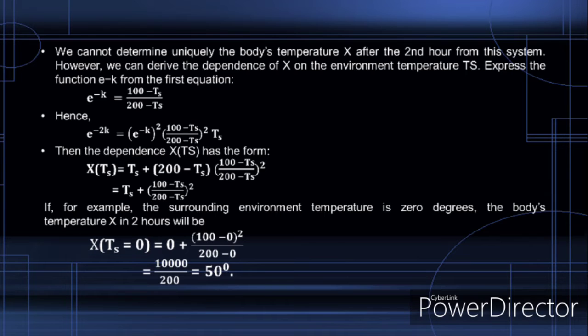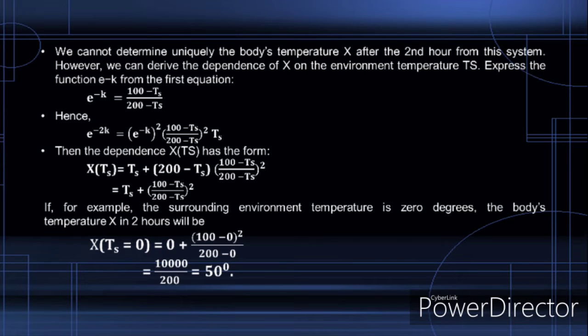Hence, e to the power of negative 2k is equal to the quantity e to the power of negative k raised to 2 times the quantity of (100 minus t_s over 200 minus t_s) raised to 2 times t_s.